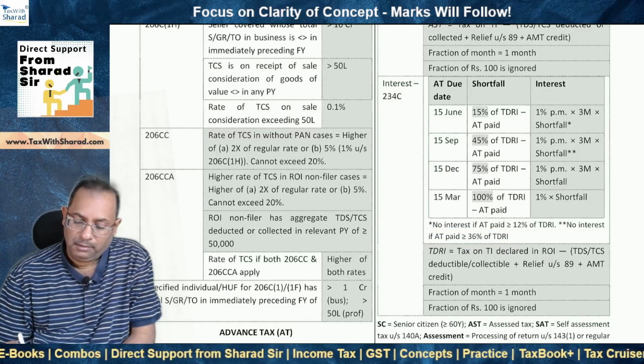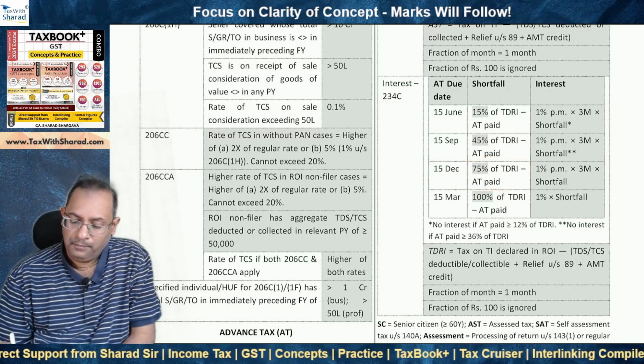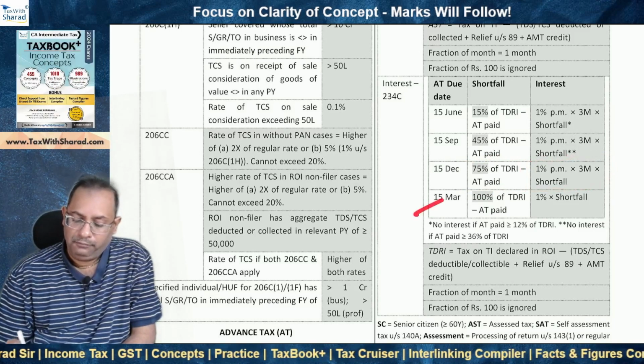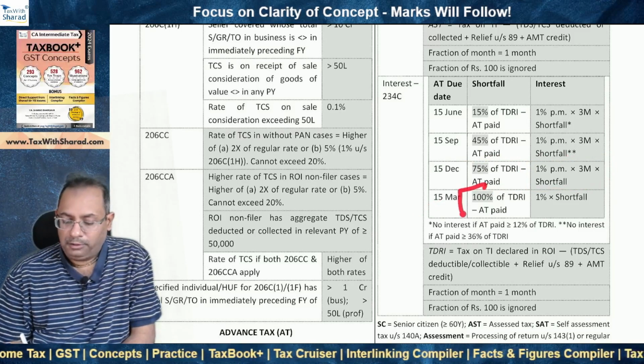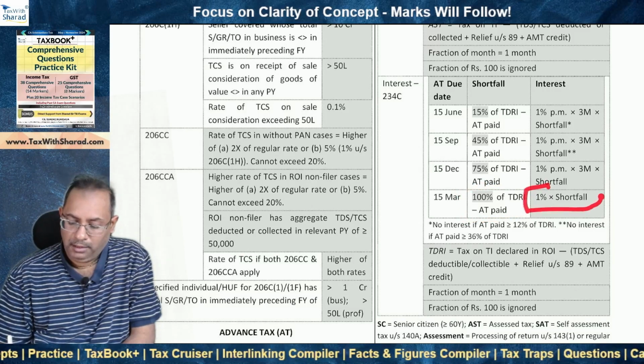If due date is 15th of December, shortfall will be 75% of tax due on return income minus advance tax paid, and interest will be 1% into 3 months into shortfall. If the due date is 15th March, shortfall will be 100% of tax due on return income minus advance tax paid, and the interest will be 1% into shortfall.